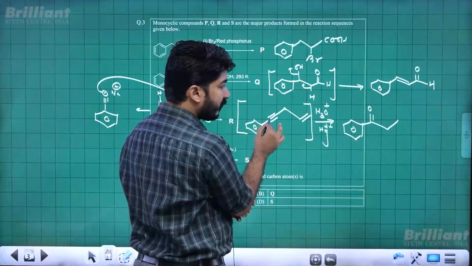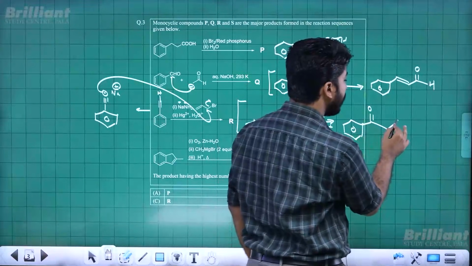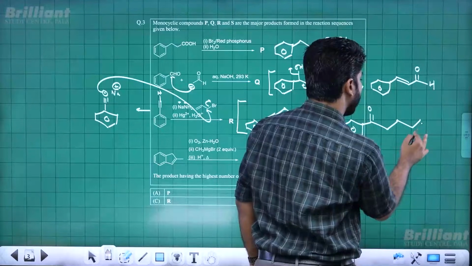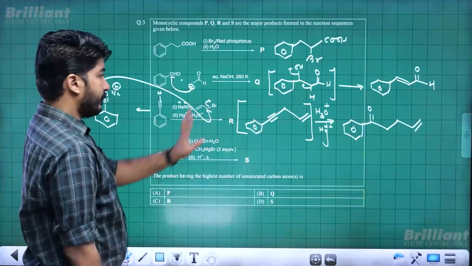Okay, so in the side chain we have 1, 2, 3, 4, 5 carbon atoms. So 1, 2, 3, 4, 5. So that is the expected structure of the final compound R.